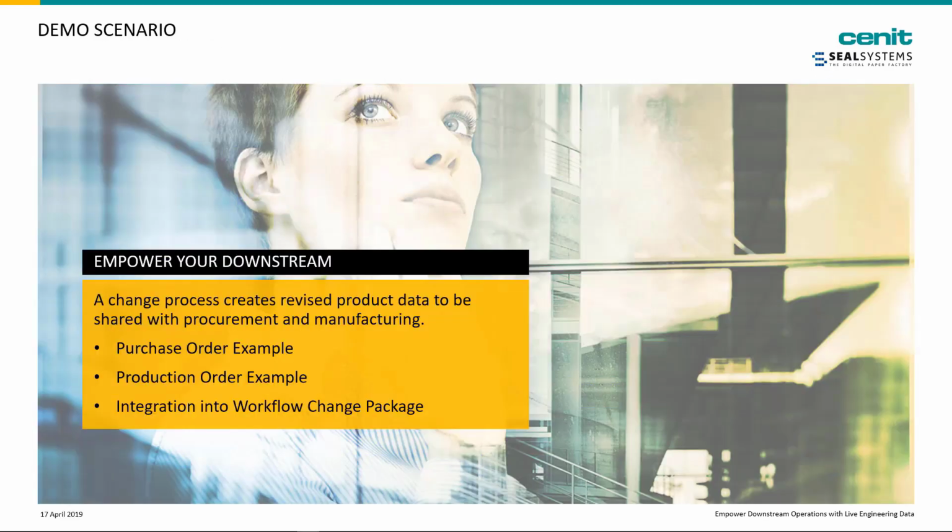In part 1 of our demo scenario, we used a globally distributed change process, working up just to the point of watermarking and stamping. In today's session, we'll utilize that same globally distributed change process and show how our customers are implementing additional automation to streamline downstream use of engineering data through purchase and production order examples, though it can apply across nearly any business process where engineering data is used, as it's all integrated into the workflow change package.